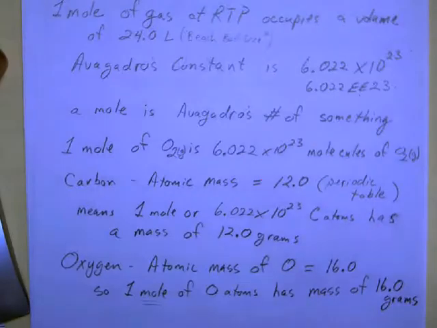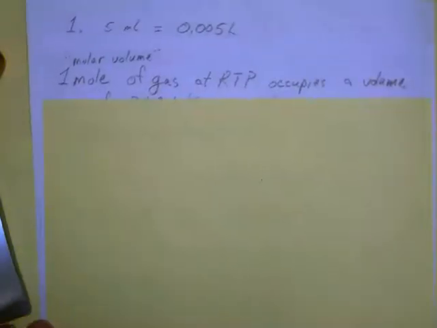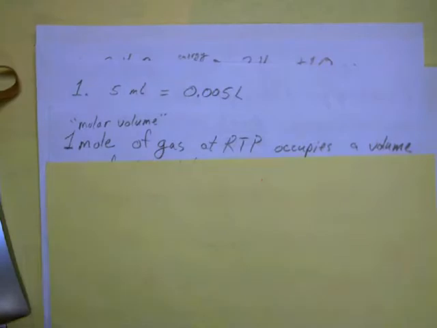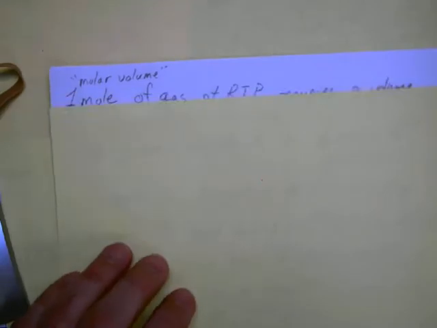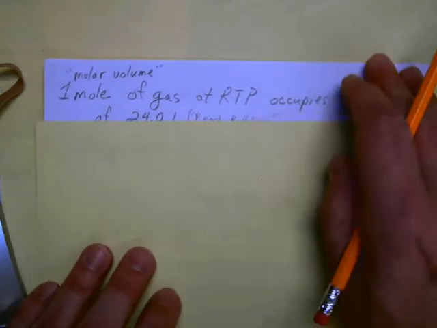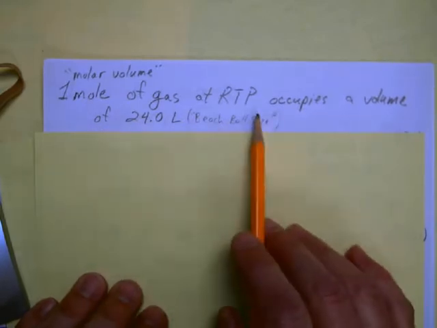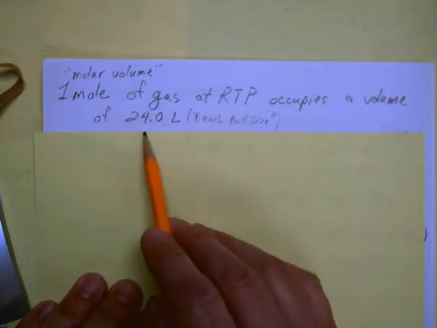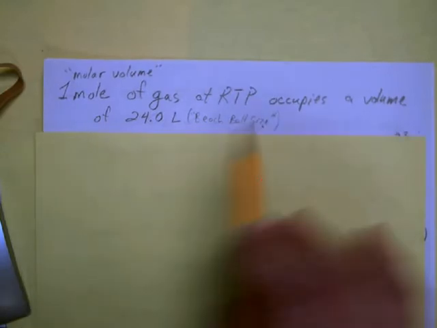All right, so before we can start on these calculations, we've got to summarize the research that you should have done and what molar volume is. What molar volume means is that 1 mole of gas at room temperature and pressure, that's about 1 atmosphere and about 20 degrees Celsius, will occupy a volume of about 24.0 liters. That's about the size of a standard beach ball. I'll try to explain what a mole is in a minute.